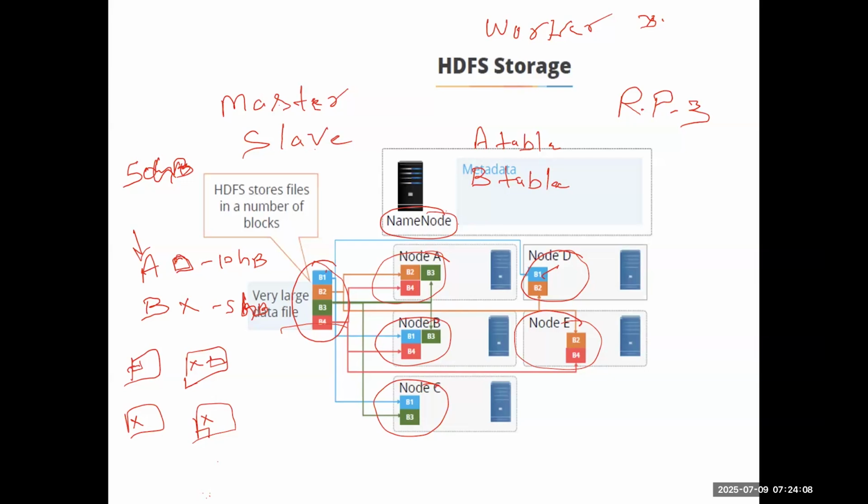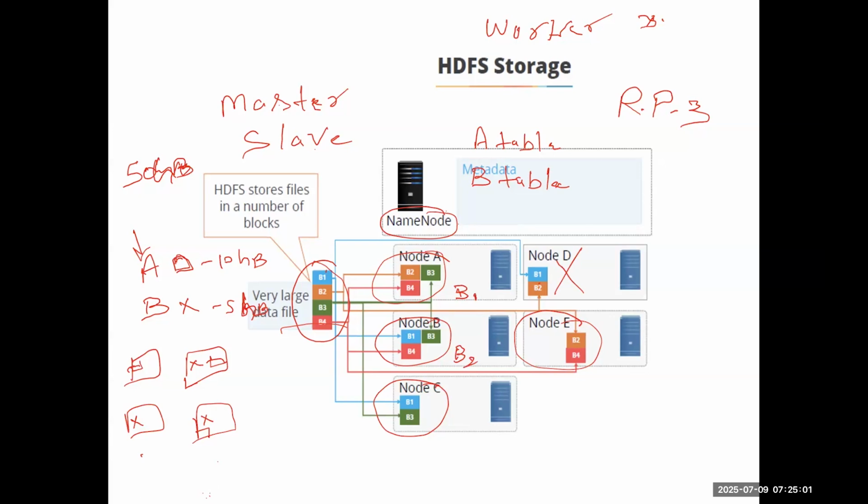And one more thing. Here we have nodes A, B, C, D. Let's suppose this node fails, this server goes down. As soon as it goes down, HDFS will automatically store B1 on another server, and likewise B2. It will keep the copies on 3 different servers.